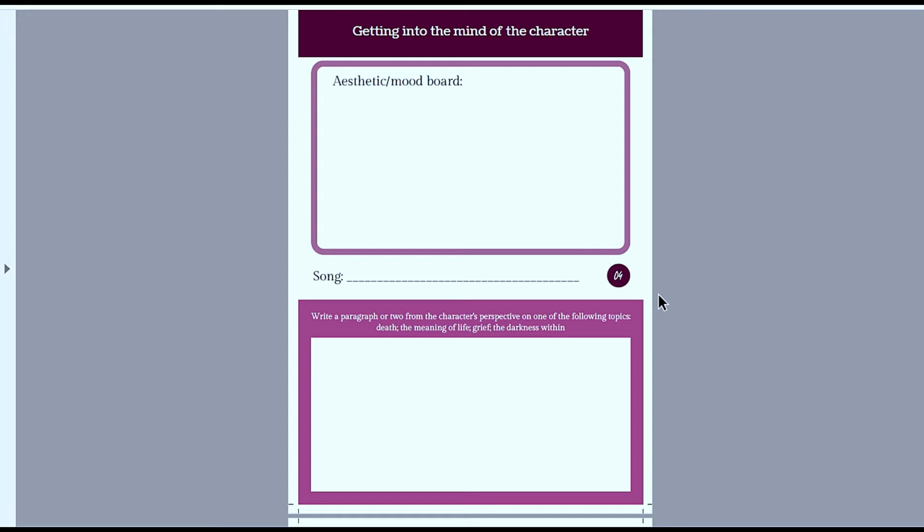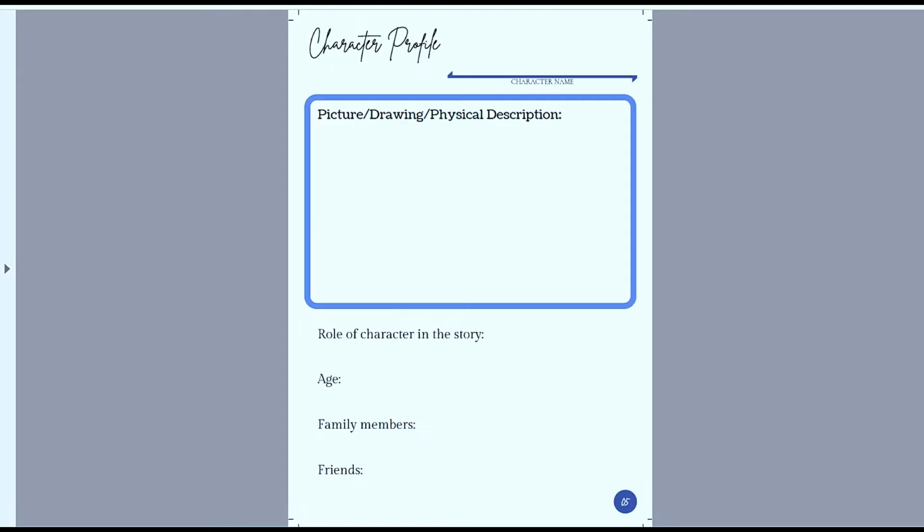And then the best exercise: write a paragraph or two from the character's perspective on one of the following topics: death, the meaning of life, grief, the darkness within. And obviously you can choose a different topic, but I just kind of wanted to put in topics that most people will have some kind of opinion on or perspective on. So usually that ends up making it into the book actually, but it doesn't have to. It's just an exercise for you to get into the groove of writing from that character's perspective.